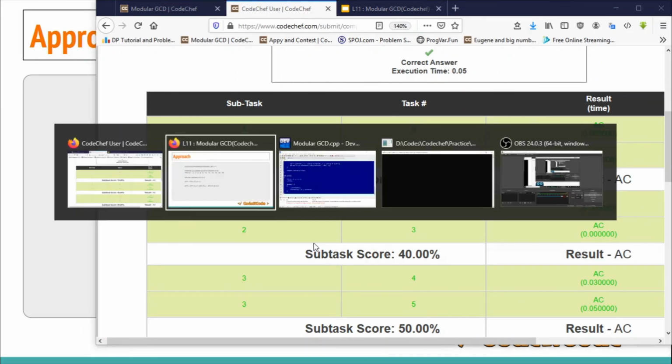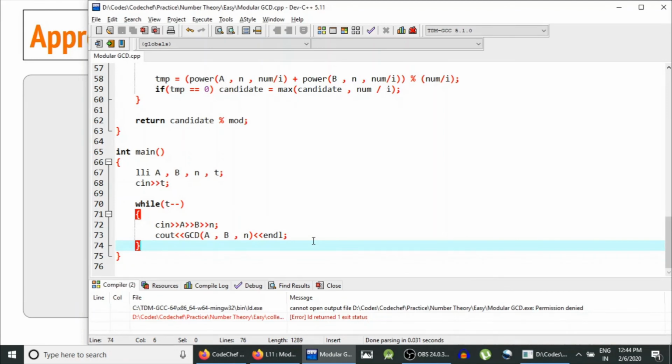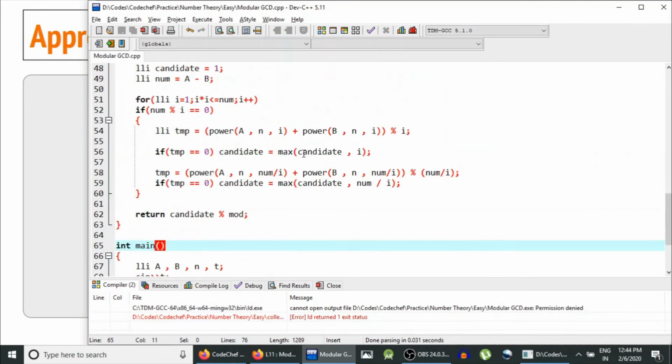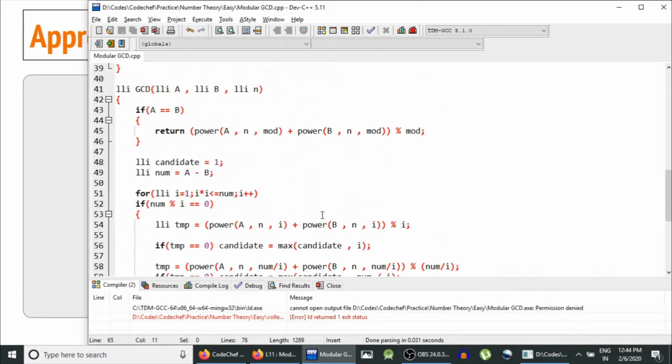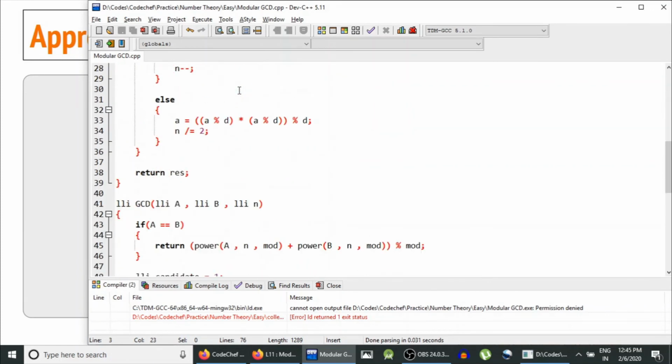So we solved the problem modular GCD, and we made some mistakes. Just remember not to make the same mistake yourself. So what we did to calculate a raised to power n plus b raised to power n comma a minus b GCD of these two numbers: first we would check whether a and b are equal to each other or not. If both of them are equal, then a minus b would result in 0, and we finally have to return a raised to power n plus b raised to power n modulo 10 to the power 9 plus 7, and mod is actually 10 to the power 9 plus 7, right?